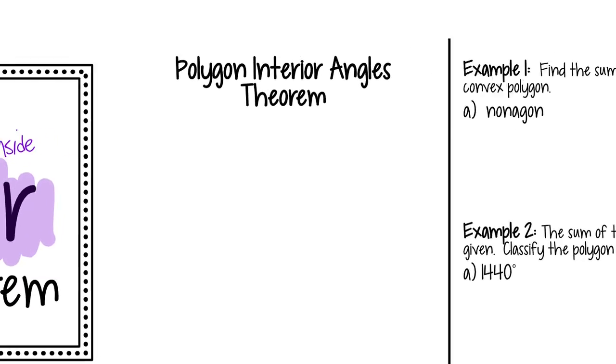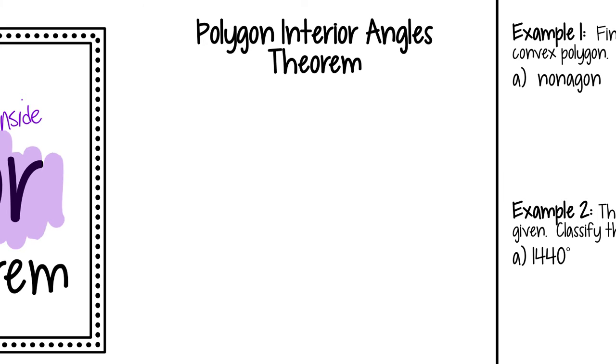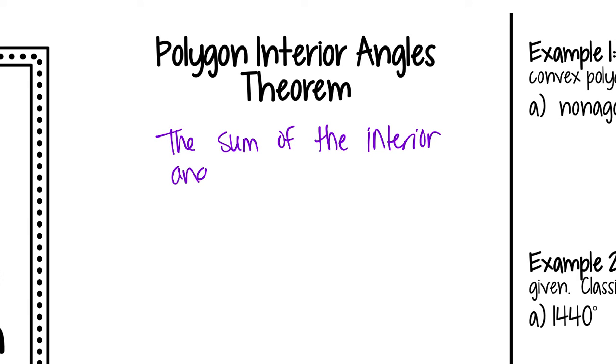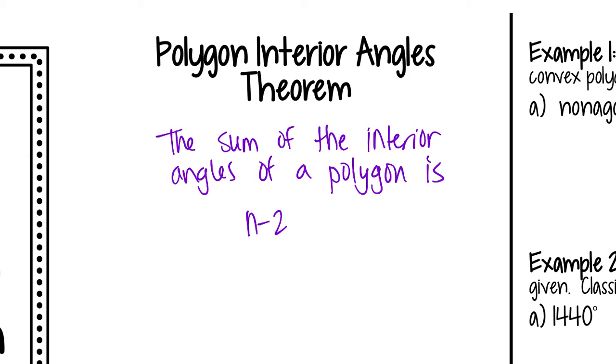So the formula that goes with this, or actually let's write the theorem. The sum of the interior angles of a polygon is (n - 2) times 180. N stands for the number of sides that the polygon has.